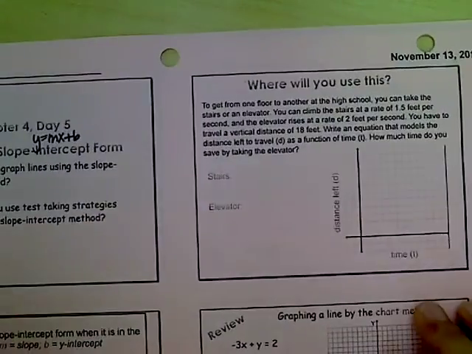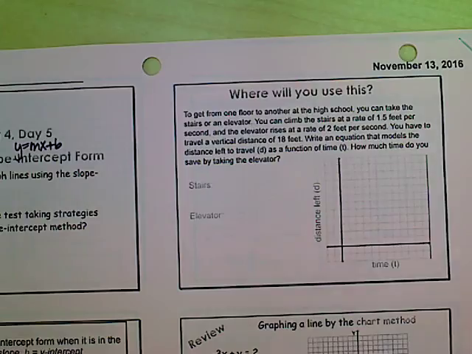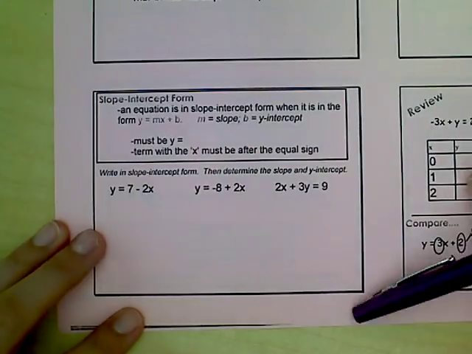Now, where will you use this? This is an example of a word problem that we'll actually come back and solve once you guys do know what you're doing with this section. So we're going to go into this third slide that says slope-intercept form.